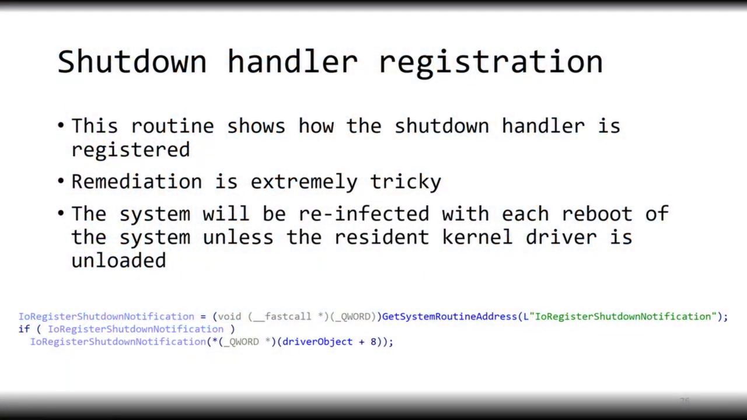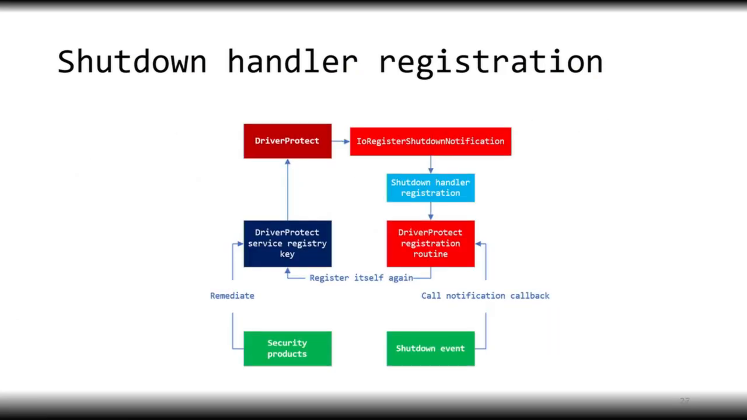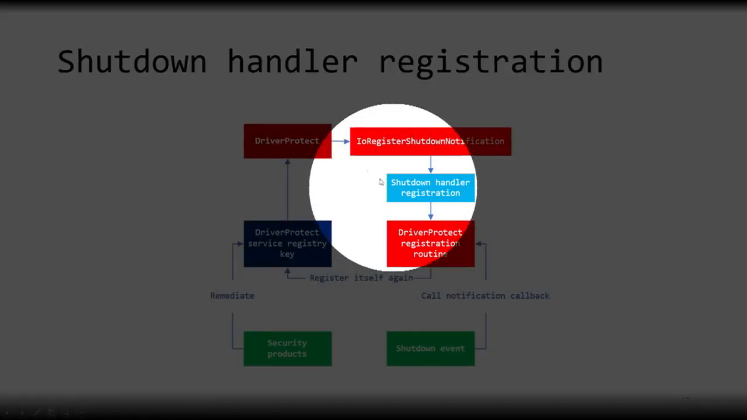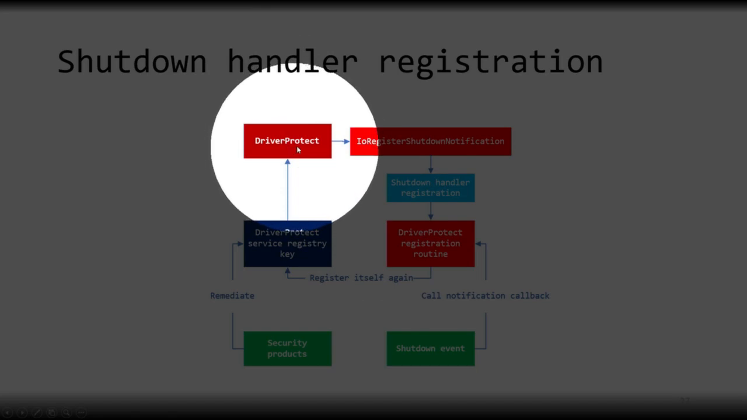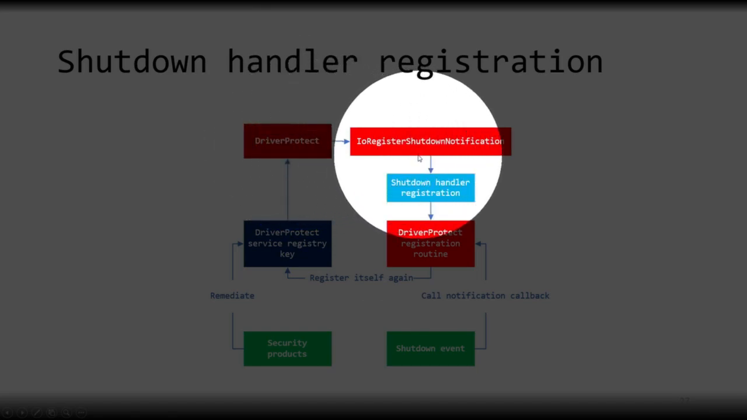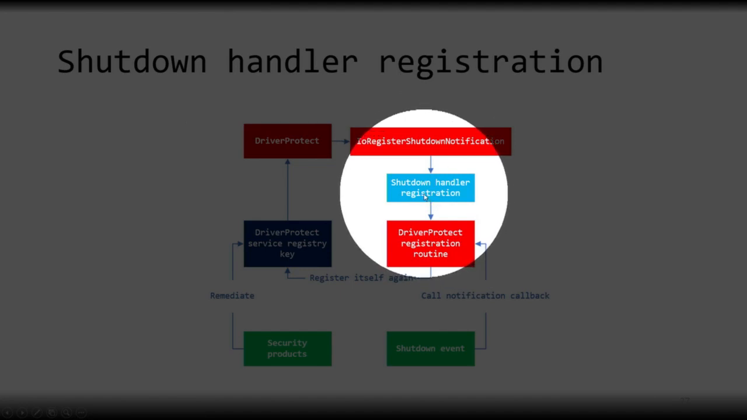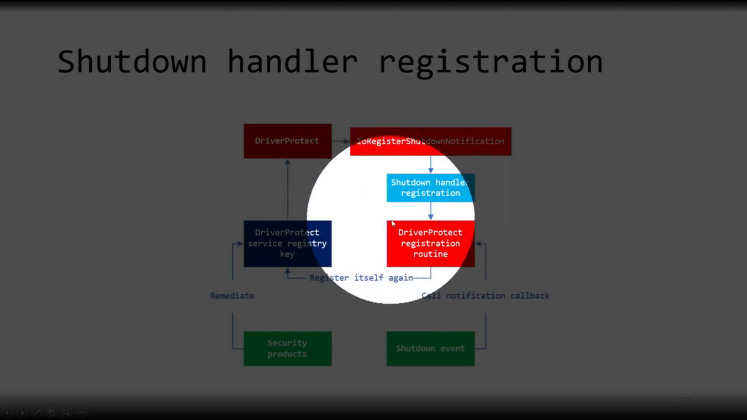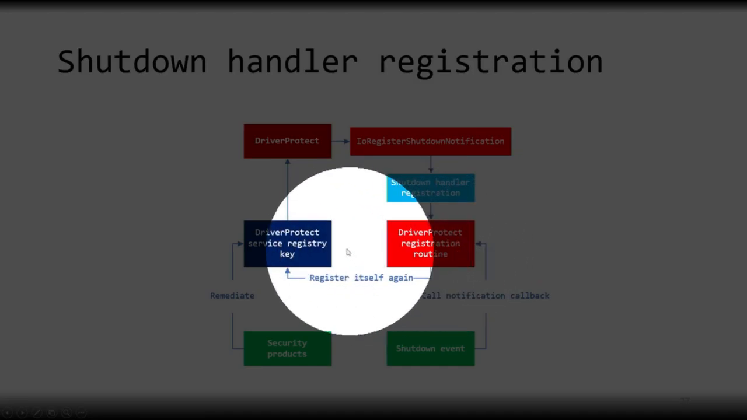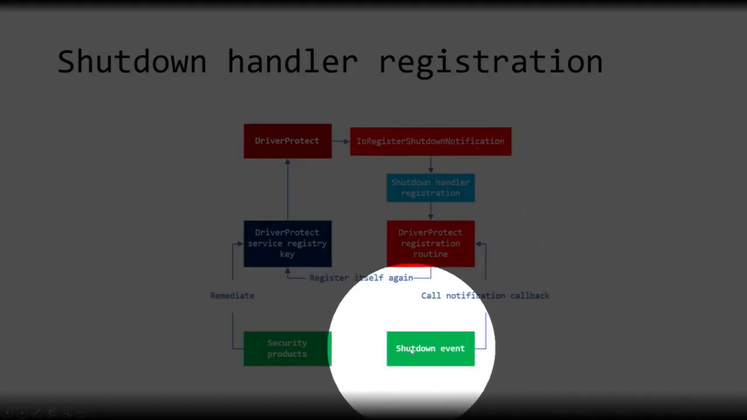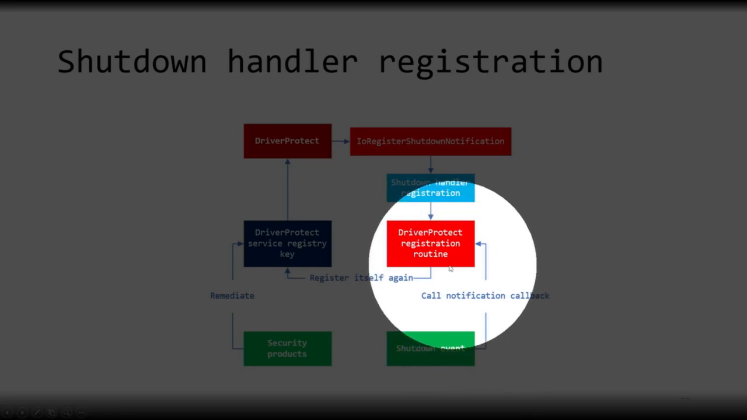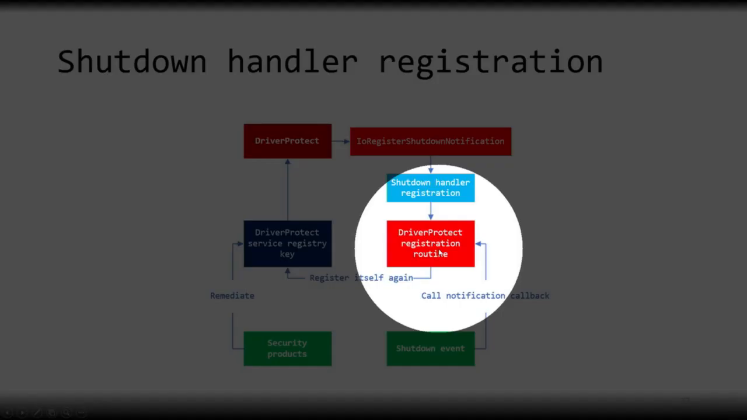So this is the code that actually performs this shutdown handler registration. And this is a diagram that shows how it works. The driver protect module calls this API from the Windows kernel, and the shutdown handler registration happens. Whenever the shutdown event happens, the notification will be delivered to the driver protect's registered routine.